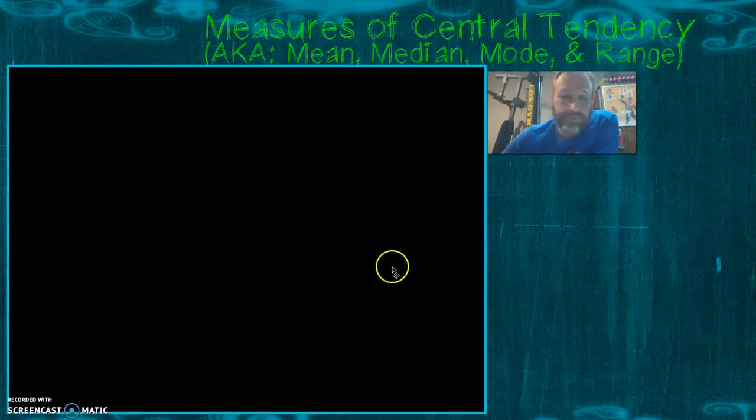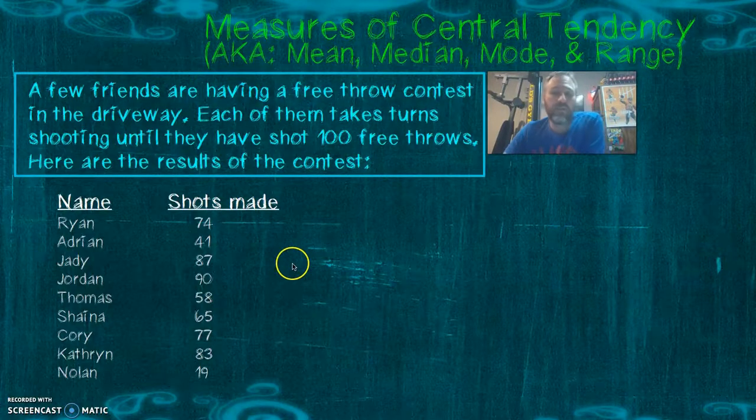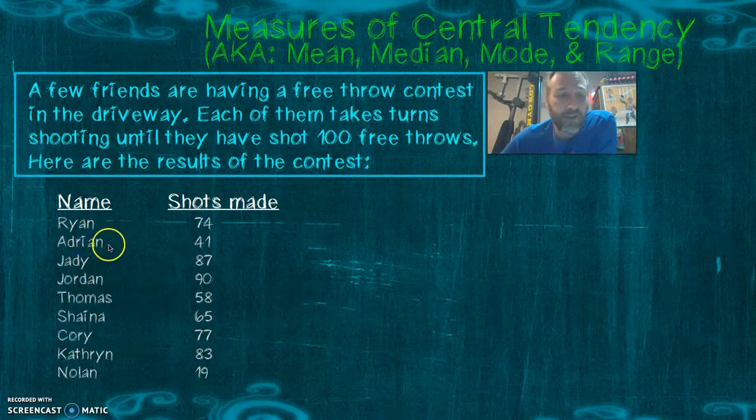I set up a problem underneath this box right here, so we could do some examples of mean, median, mode, and range. And the problem I set up is a few friends are having a free throw contest in the driveway. Each of them takes turns shooting until they have shot 100 free throws. Here are the results of the contest. In the contest, we have Ryan, who made 74 shots, Adrian made 41, JD made 87, Jordan made 90, Thomas made 58, Shayna made 65, Corey made 77, Catherine made 83 shots, and Nolan made 19 shots.